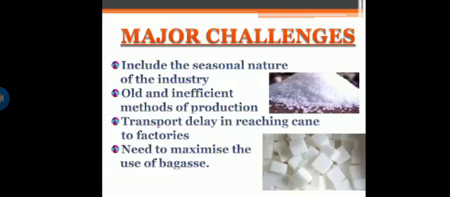These include the seasonal nature of the industry, old and inefficient methods of production, transport delay in reaching cane to factories, need to maximize the use of bagasse. Okay, the manufacturing usage.